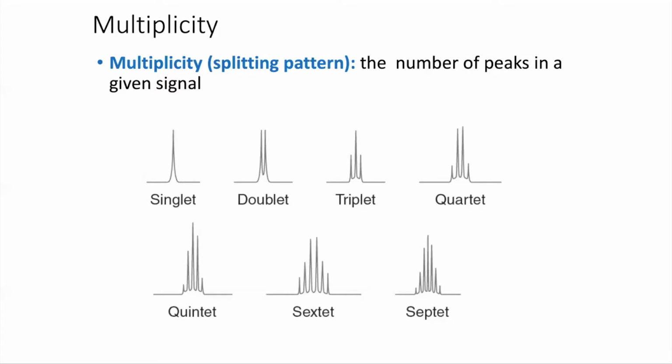And the splitting pattern can be as simple as a singlet, meaning a single peak, a doublet, a triplet, a quartet, a quintet, a sextet, a septet, and sometimes when it's unclear exactly how many are in the signal, you might call it a multiplet.